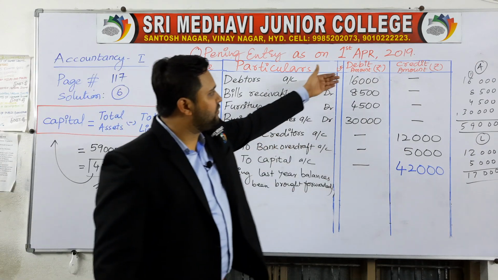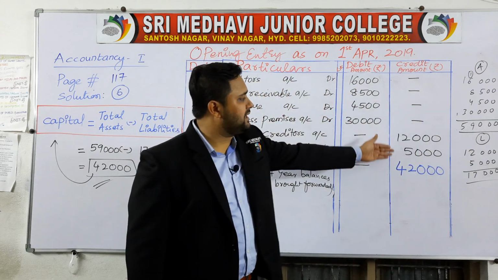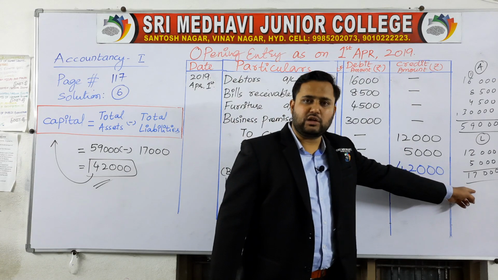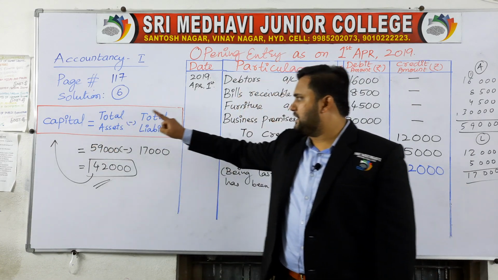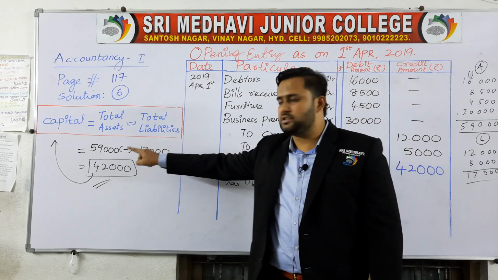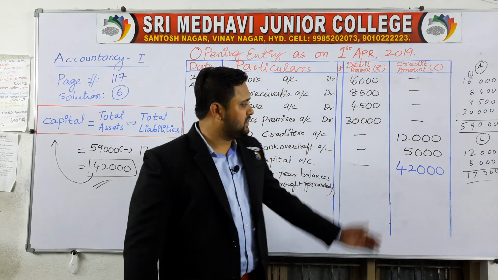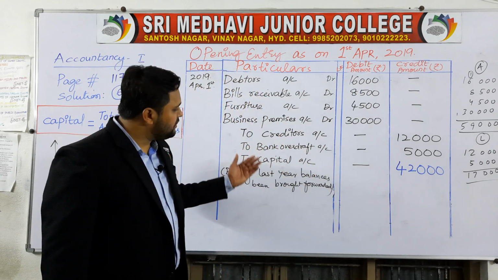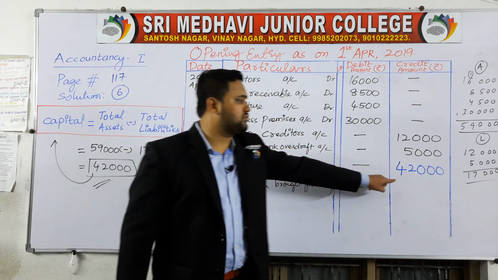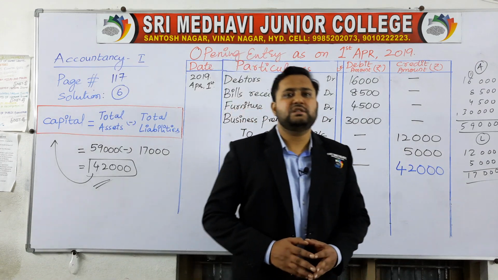Then go for the total of all the assets, which is 59,000, then the total of liabilities, which is 17,000. Then you find the capital from total assets minus total liabilities. 59,000 minus 17,000 gives you 42,000, which is your capital. So to creditors account, to bank overdraft account, to capital account, which we have found as 42,000 rupees. This is how you are going to write the opening entry.